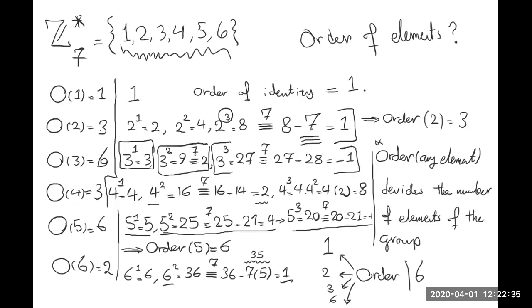So now we have the order of all the elements, and as you can see, 1, 3, 6, 3, 6, 2. These are just these 4 numbers. Okay, any question? Okay, so let me erase these. We can look at the second question.